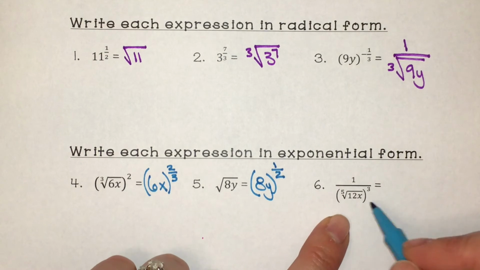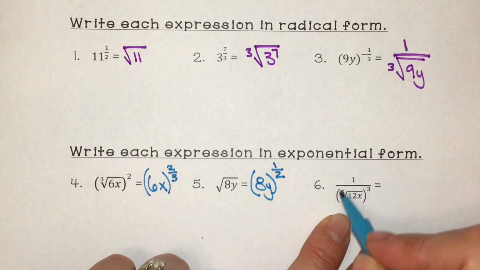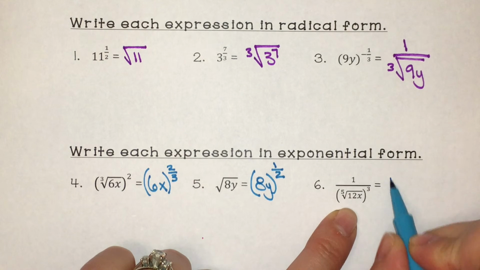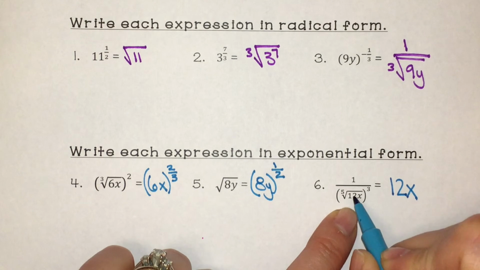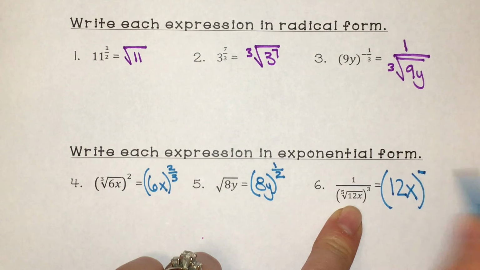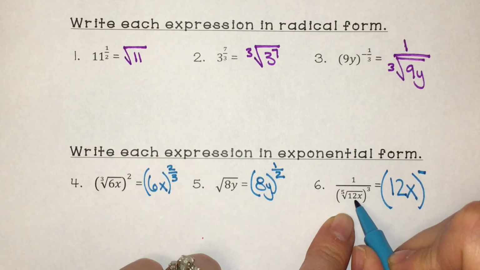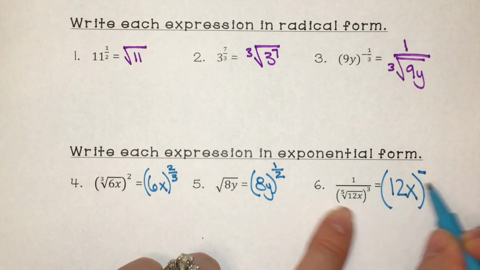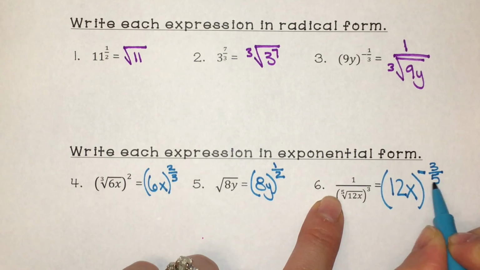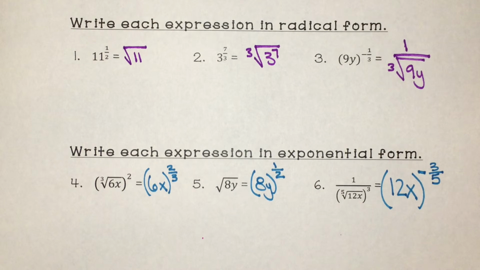All right, number 6. Again, this is in the denominator, so to move it up, it's going to have a negative exponent. So we have 12x underneath the root. That entire thing's going to have a negative exponent because it's in the denominator. And it's raised to the power of 3, has a root of 5.